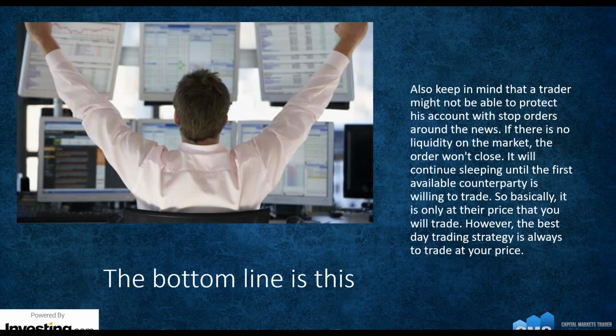Also keep in mind that a trader might not be able to protect his account with stop losses around news, and there is no liquidity in the markets. The orders won't close. They will continue sleeping until the first available counterparty is willing to trade. That's why day traders also only trade in major assets. You want to trade in high movement markets that have high volume and liquidity, because you need to be able to get in and out of your markets. However, the best day trading strategy is always to trade at your price.